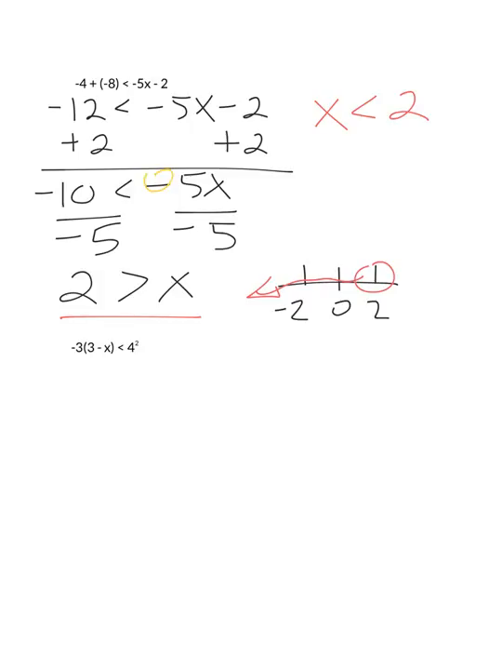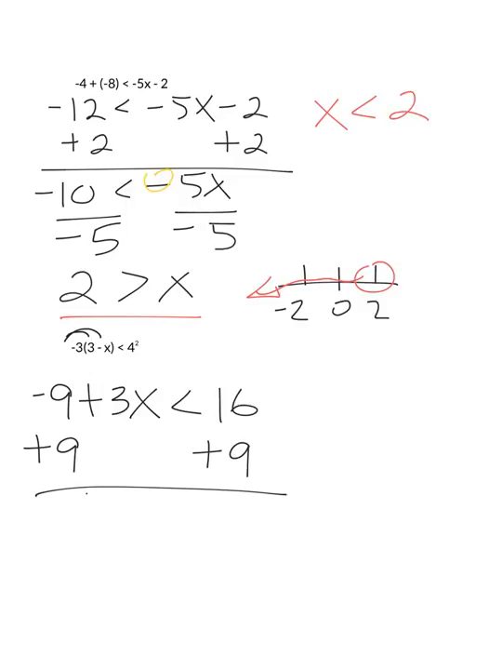Next one, we have to distribute. Negative 3 times 3 is negative 9. Negative 3 times negative x is a positive 3x. And 4 squared is 16. Let's go ahead and add 9 to both sides. We have 3x is less than 25.